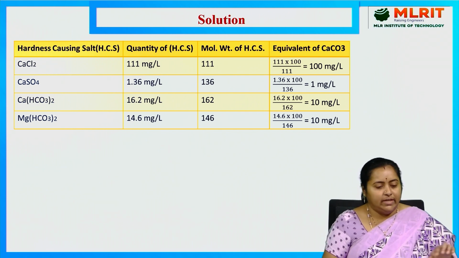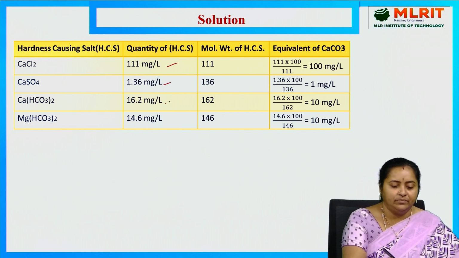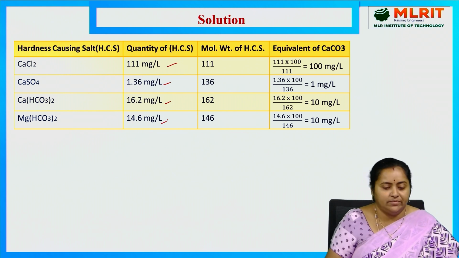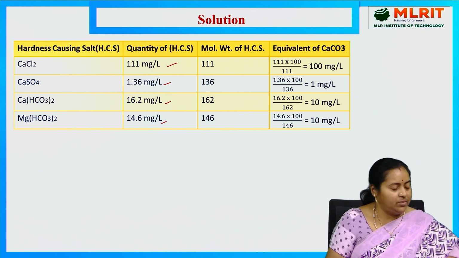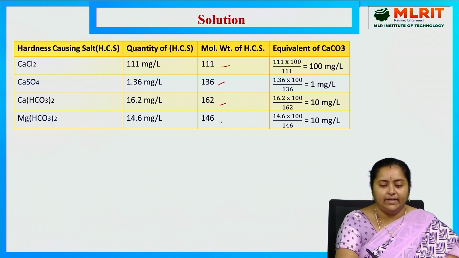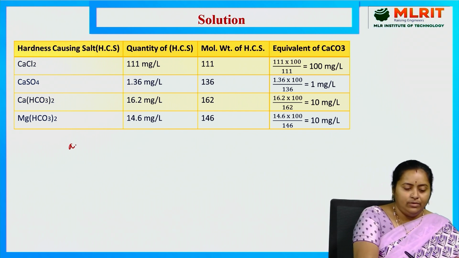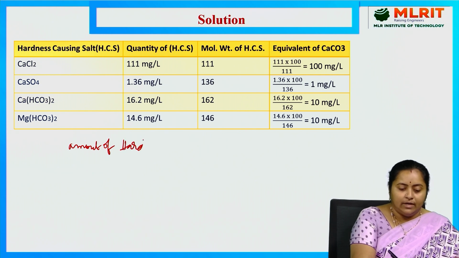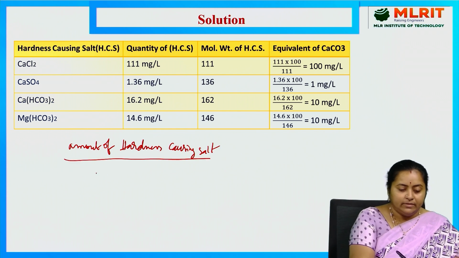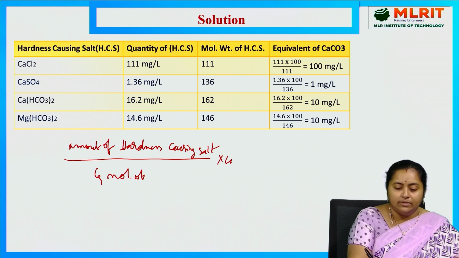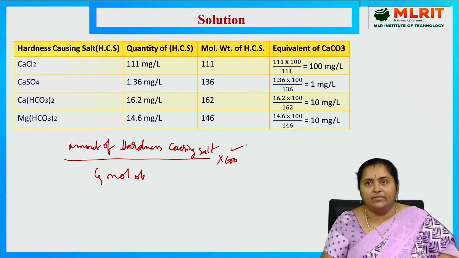So, this data is given in the problem, that is the amount, which is expressed as weight, and the corresponding gram molecular weights we have also calculated. Then using the formula: what is the formula? I told you, amount of hardness causing salt divided by its gram molecular weight into 100. This 100 is the gram molecular weight of CaCO3.